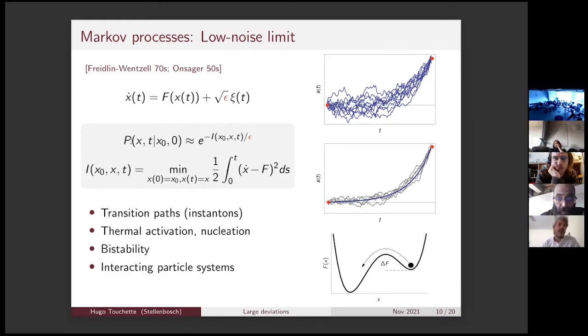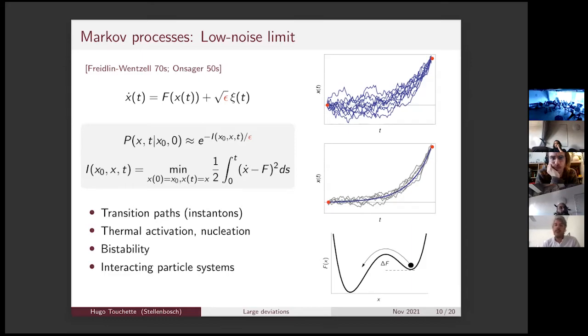So what you see now is that you can calculate the propagator, for instance, the conditional probability of reaching a certain point x at time t, starting from some initial condition at time zero. And what you'll see is that that probability or the density actually scales exponentially with the inverse of the noise, because you have concentration in the noise, and that concentration is very natural. As the noise goes to zero, the stochastic differential equation concentrates onto the solutions of the differential equation. And so this is what I'm illustrating here.